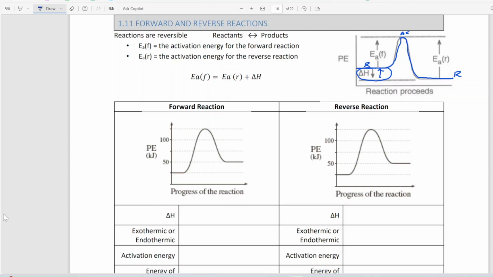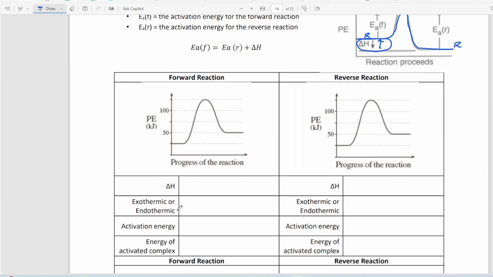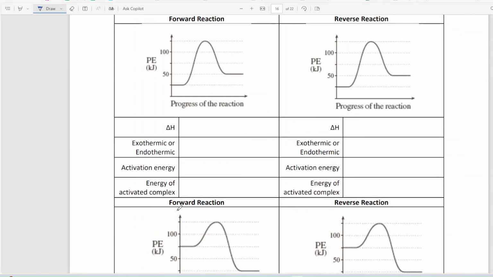So the first thing we're going to do is just practice looking at a potential energy diagram and interpreting enthalpy, whether it's exothermic and endothermic, activation energy, and then the energy of the activated complex in both directions. So here I have a reaction, and we're going to look at it forwards, where this is my reactants and this is my products.